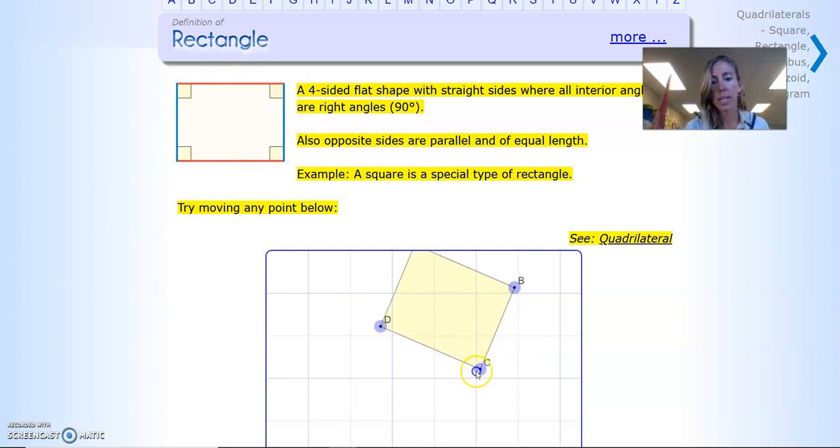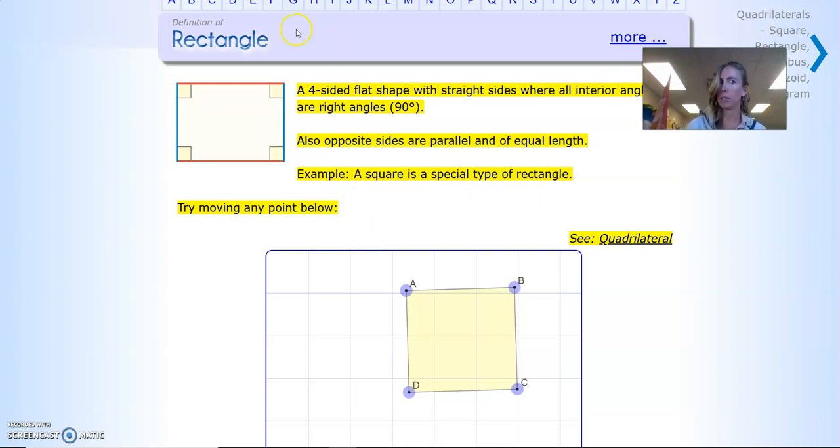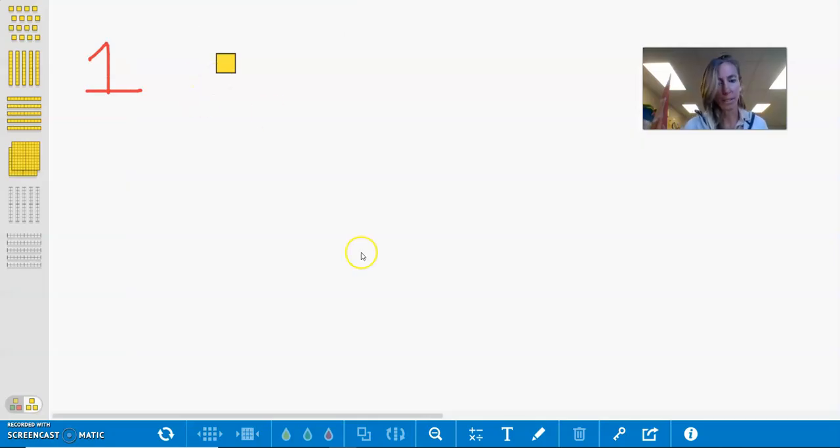So when I'm moving this around, everything I do is a rectangle. But do you notice some of the rectangles are also squares? Okay, so in this example, a square is a special type of rectangle. Huh, what do you know? Okay, all right. Let's go back to the number pieces.